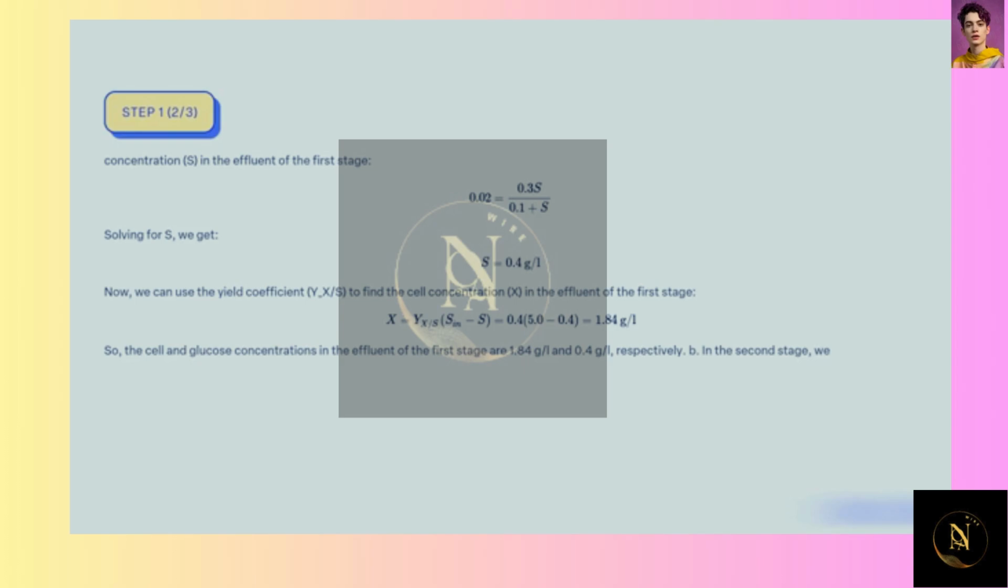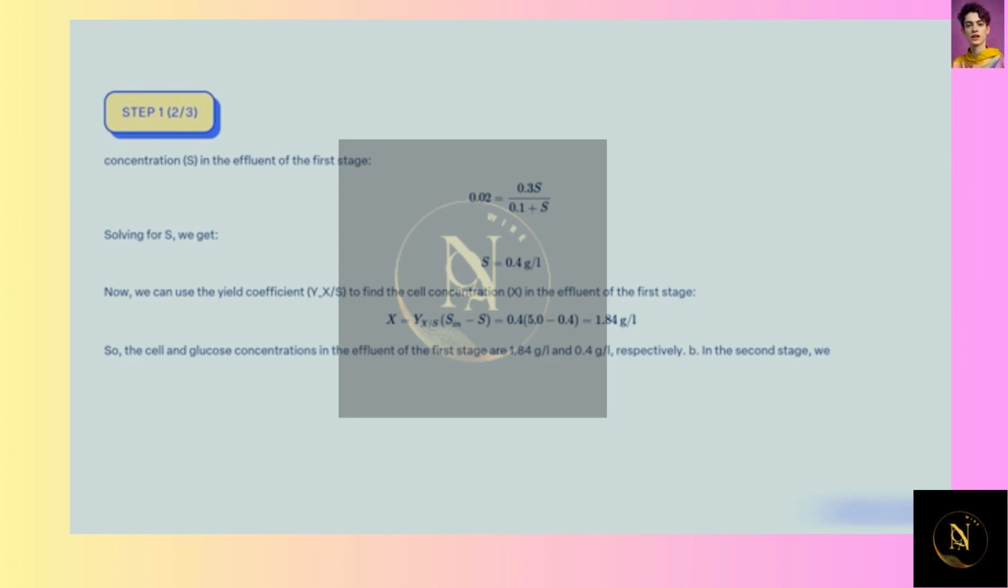Now, we can use the yield coefficient Yx/S to find the cell concentration X in the effluent of the first stage. X equals Yx/S times (S0 minus S) equals 0.45 times (5.0 minus 0.4) equals 1.84 g/L. So, the cell and glucose concentrations in the effluent of the first stage are 1.84 g/L and 0.4 g/L, respectively.